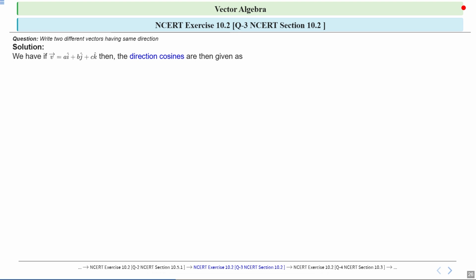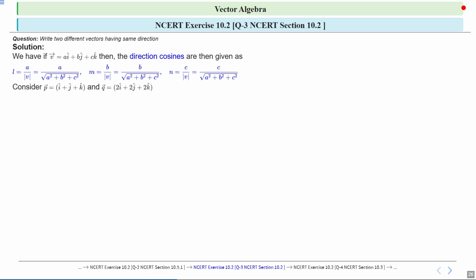We have, if v vector is equal to a i cap plus b j cap plus c k cap, then the direction cosines are given as l is equal to a upon magnitude of v, which is equal to a upon root over a square plus b square plus c square. m is equal to b upon magnitude of v, which is equal to b upon root over a square plus b square plus c square, and n is equal to c upon magnitude of v, which is equal to c upon root over a square plus b square plus c square.